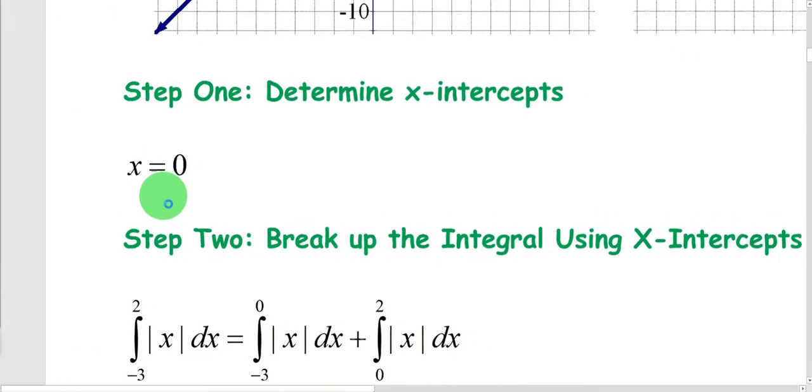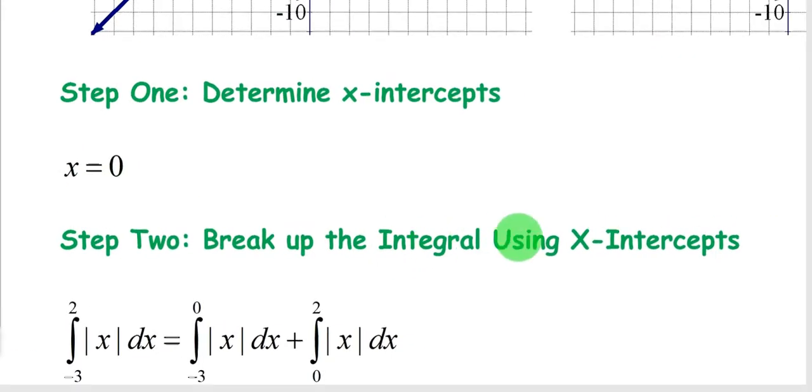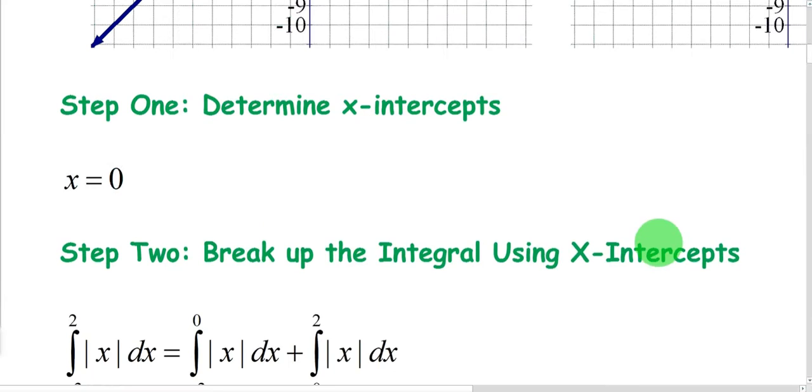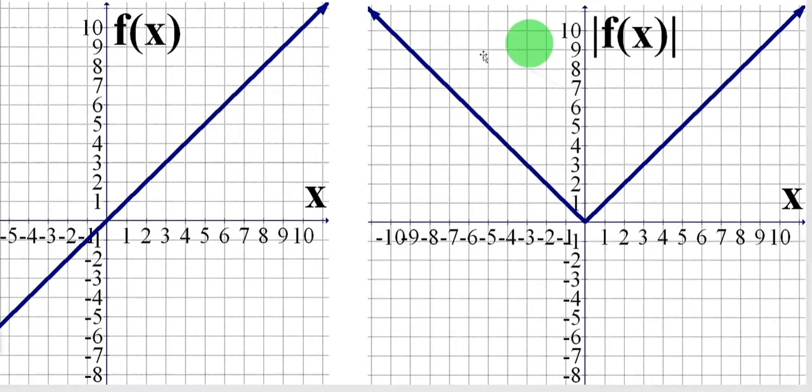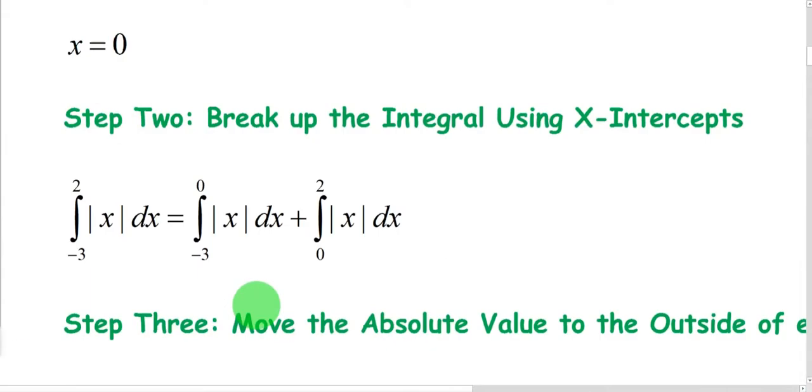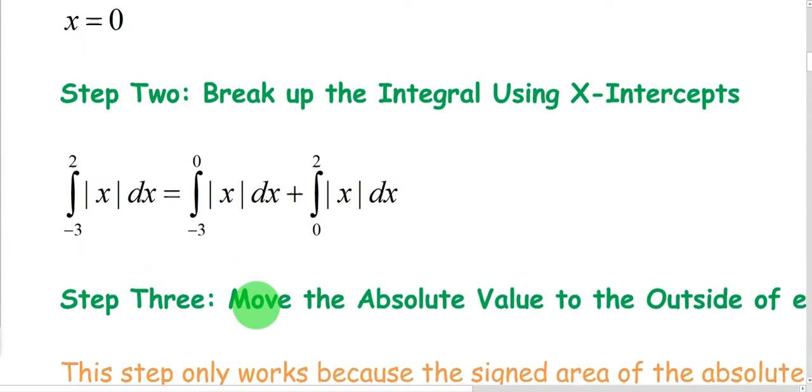Step 2 is going to be to break up your integral into several pieces, depending on however many x-intercepts you have. If you have one x-intercept, you're going to break it up into 2 pieces. Okay, so basically you have this piece on the left and this piece on the right. If you had 2 x-intercepts, you'd have 3 pieces, and so on and so forth. So we're going to find the definite integral of our absolute value function from -3 to 0, which is going to be our first piece.